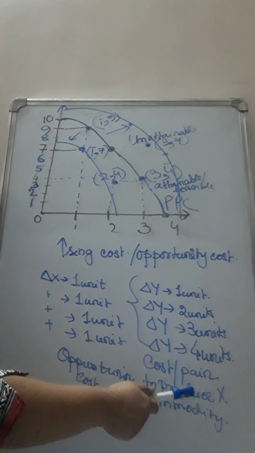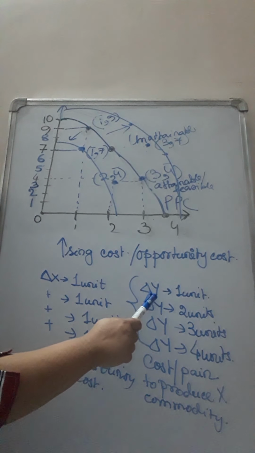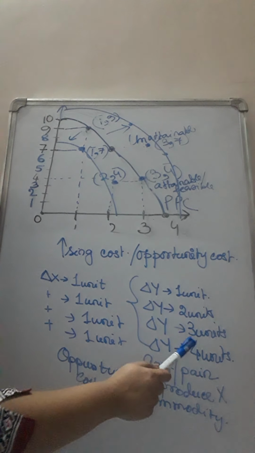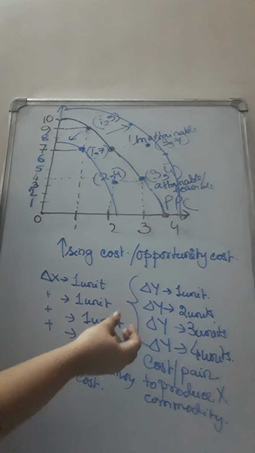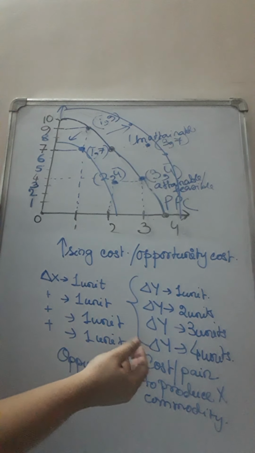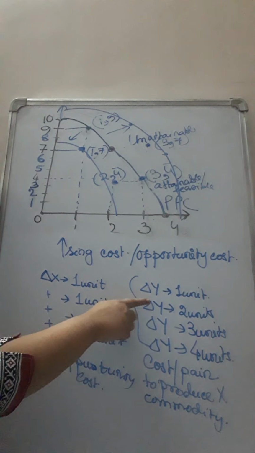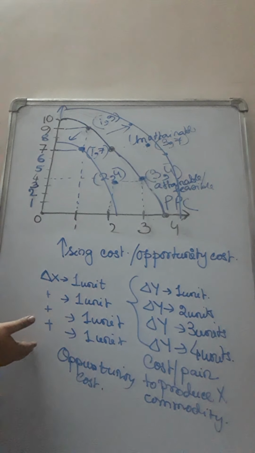Had the sacrifice been the same, meaning every time I am sacrificing 2 units of Y, a constant sacrifice of Y by 2 units, say from 10 it becomes 8, then 6, then 4, then it drops to 2. So Y is sacrificed, or the cost is the same, for increasing X production. But here we can see that the sacrifice is increasing every time. That means the cost is increasing every time for producing X.